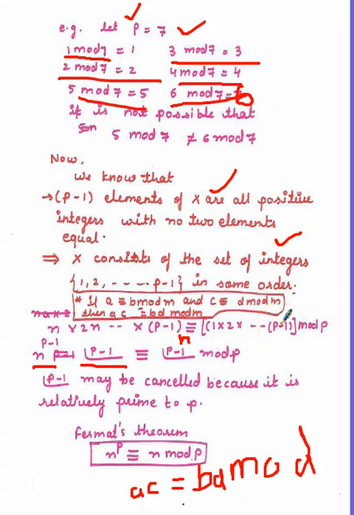Same for the right hand side, factorial p minus 1 mod p. Factorial p minus 1 may be cancelled because it is relatively prime to p. Hence, Fermat's theorem is proved.